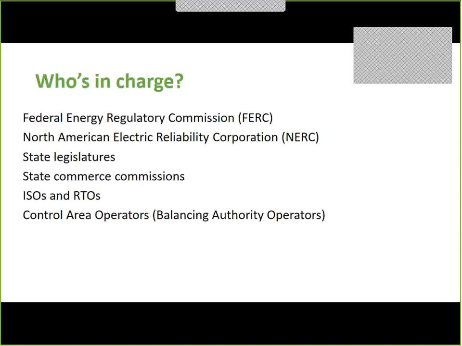There are state legislatures. They pass laws having to do with the economics of the rates. We have state commerce commissions, which deal with the companies that have to file for rate increases. We have ISOs and RTOs, independent system operators, and regional transmission operators. These are industry organizations that got together and formed like an aggregator idea. And then we have, down at the lowest level, the poor, lonely balancing authority operators. These are the control center operators that try to keep the frequency at 60 hertz, try to manage at the most economical operations. Those are the people in charge.